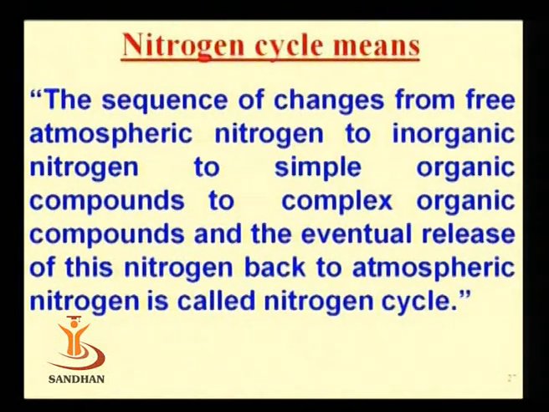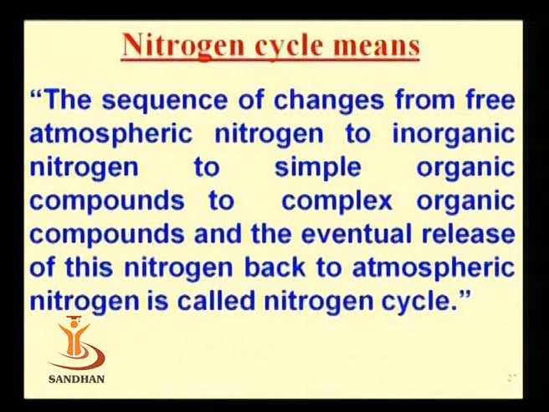Nitrogen cycle. What is the nitrogen cycle, or what does it mean? It is a sequence of changes from free atmospheric nitrogen to inorganic nitrogen to simple organic compounds to complex organic compounds and eventual release of this nitrogen back to the atmosphere. The nitrogen cycle thus comprises 5 steps, that is, 5 oxidation reduction steps. Probably this is the longest cycle as compared to the other elements on the earth.